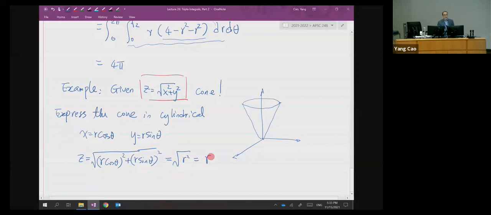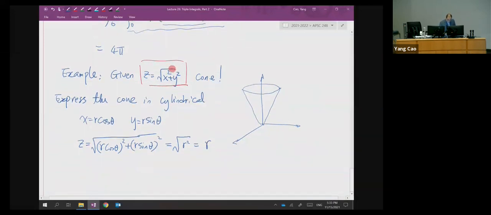R itself is a naturally positive number, because r is a distance from any point to the origin, right? It's positive, so you don't need a plus or minus here. So basically that expression is transformed into z equal to r. The next time you see an expression like z equal to r, your reflection should be, look, this is actually a cone.